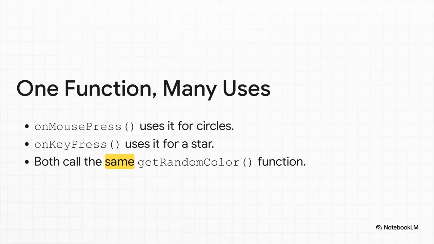But now we can add a totally new feature, an on-key press event that changes the star's color every time you hit a key. Does it need its own logic? Nope. It just calls the exact same getRandomColor function. We wrote the code once, and now we're using it in 2 completely different places. That's working smarter, not harder.